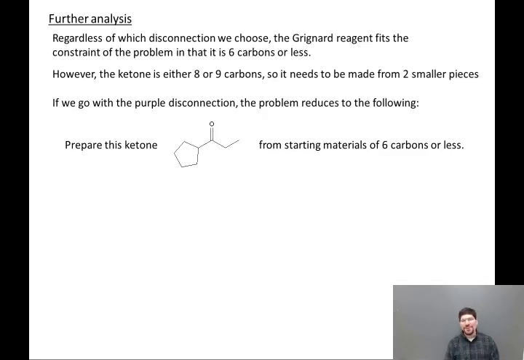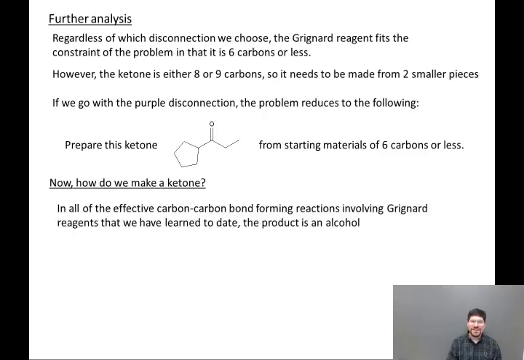So if we go with the purple disconnection, the problem reduces to the following. Prepare cyclopentyl ethyl ketone, 8 carbons, from starting materials of 6 carbons or less. Now, how do we make a ketone? In all of the effective carbon-carbon bond forming reactions involving Grignard reagents that we have learned to date, the product is an alcohol, not a ketone.